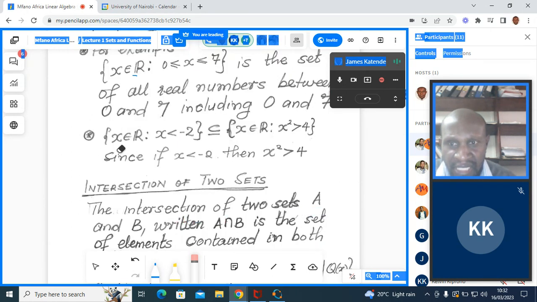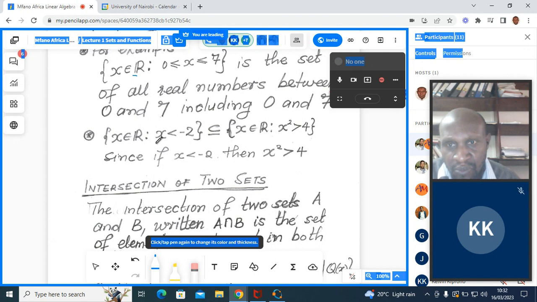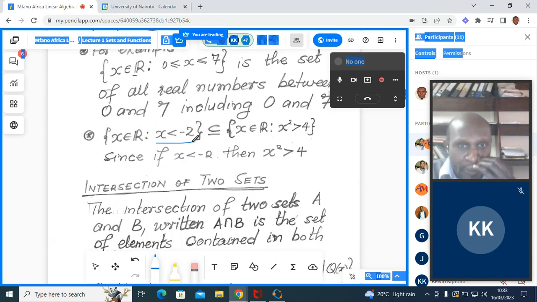This is just another example. This second example is a good example of what I'm saying. Here you're considering all real numbers that are strictly smaller than -2. And you can see that that should be a subset of all real numbers whose square is greater than 4. I hope that is clear.